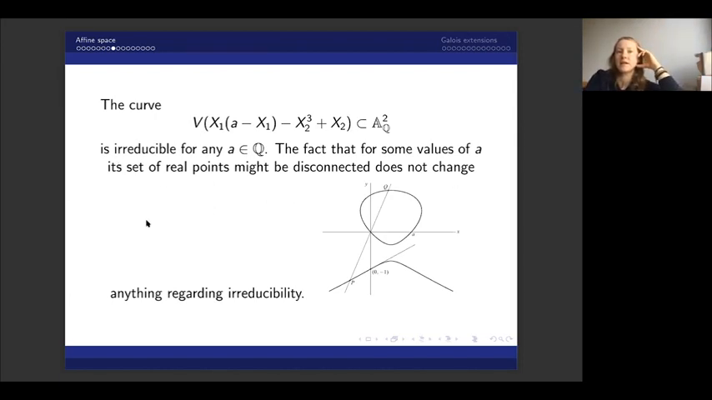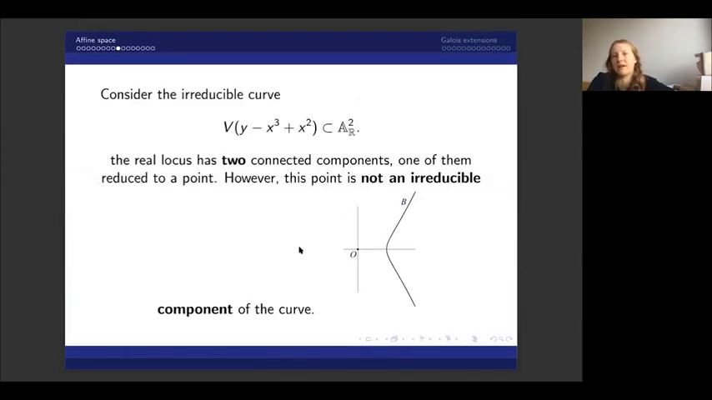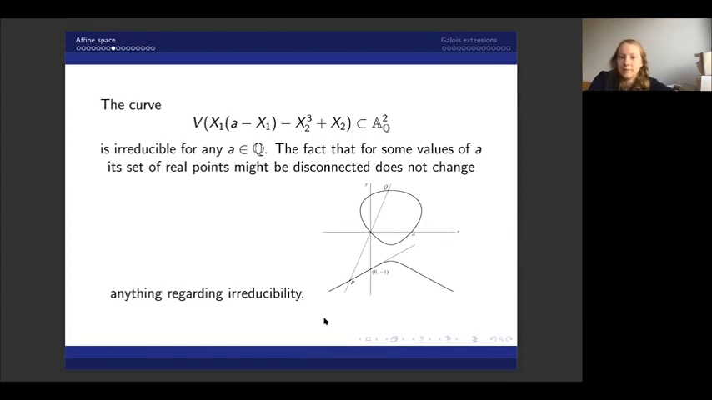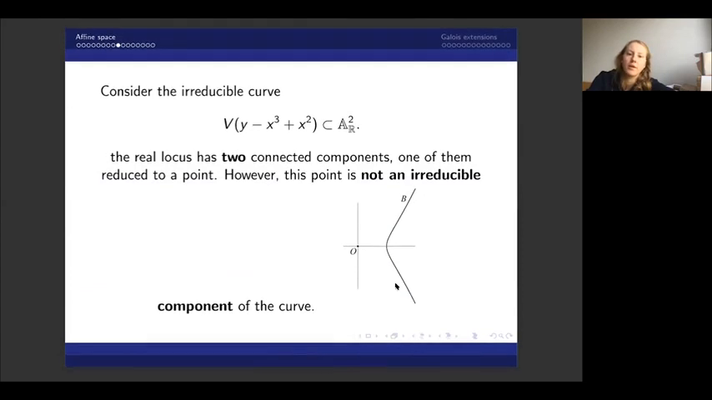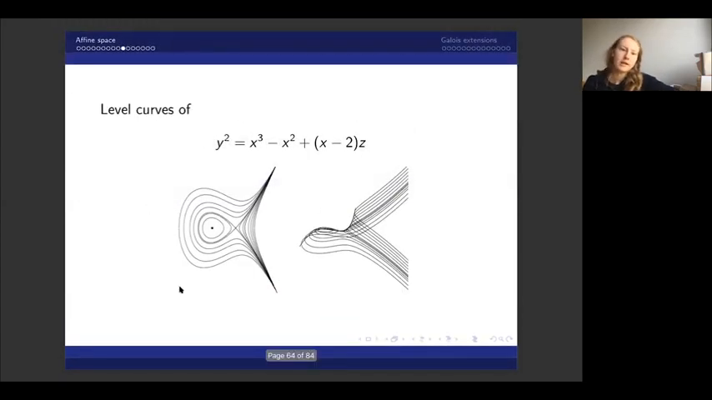You see that you have two connected components if you're working in the real framework. But this does not mean that you have two connected components in the complex space, right? So you have a lot of subtleties going on here. And here you have another example. This shows level curves of this kind of equation, a surface in affine space. As you can see, the surface is in fact connected, but if you just take the level curves, you have something which is not connected here.